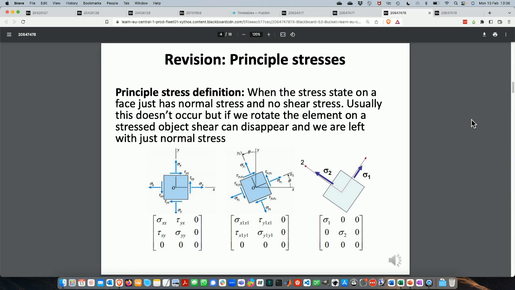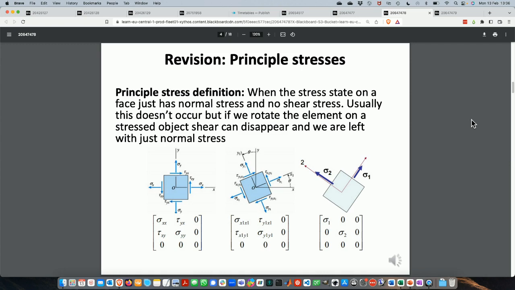Now I can rotate this element by a certain angle such that I only have normal stresses on the surface, right? So why do I want to think about only normal stresses? Once we rotate our element by theta, you only have sigma 1 and sigma 2, and this is of interest to us, because we reduced our two-dimensional problem into a somewhat one-dimensional analog of it. So what did we talk about previously? We said if the stress is greater than some failure stress, then it's going to fail.